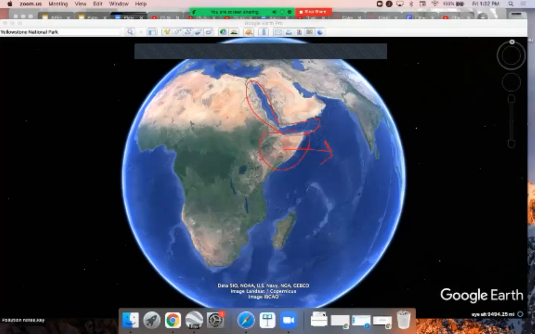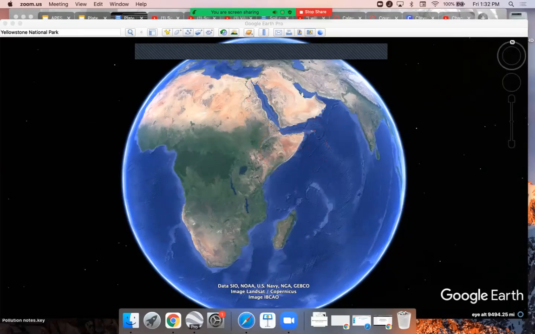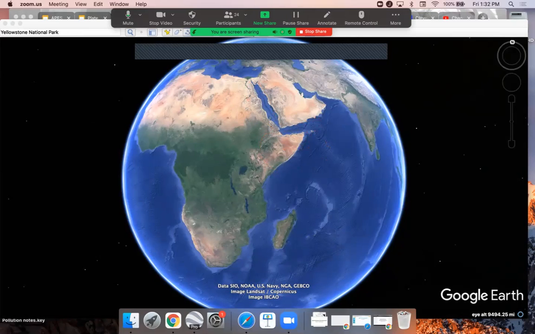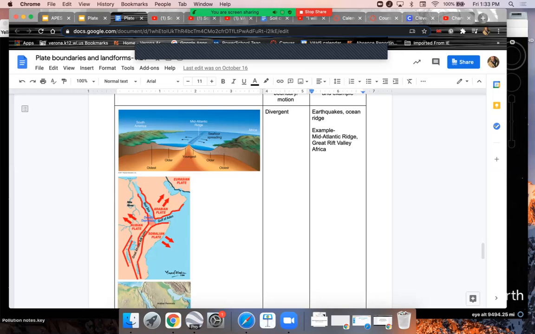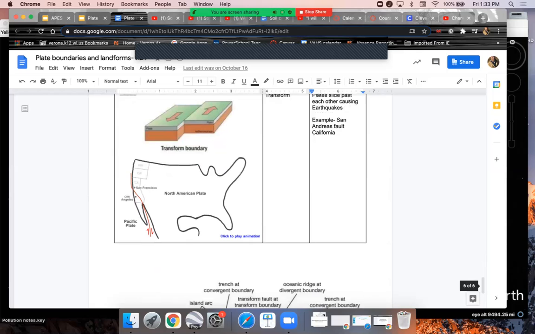So I like that as an example because, again, we live on this planet that is dynamic. This planet is ever changing. And once you understand plate tectonics, you can begin to look at the plates and the directions they're moving, and you can begin to predict where they're going to be in the future. And when you look at this part of Africa, you can see the next great ocean forming.